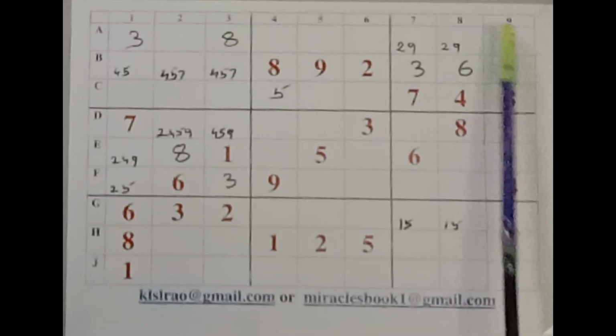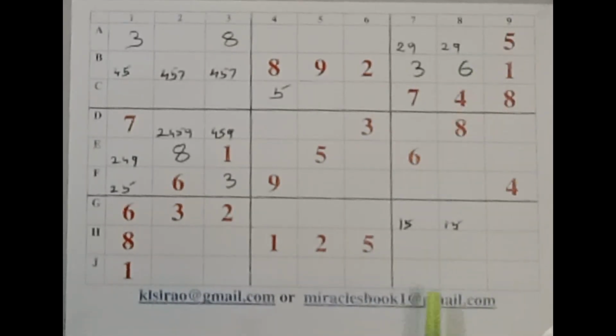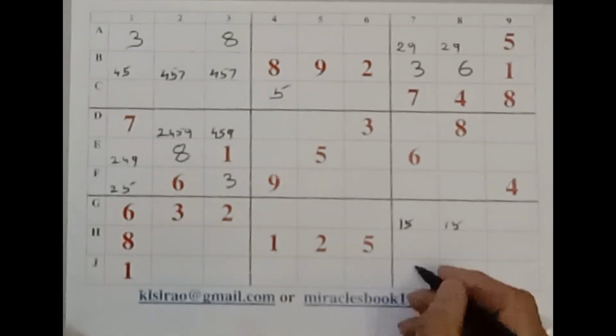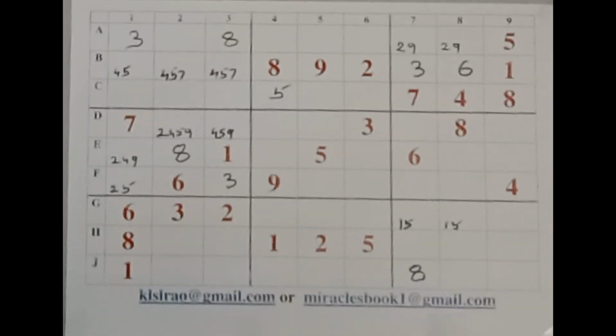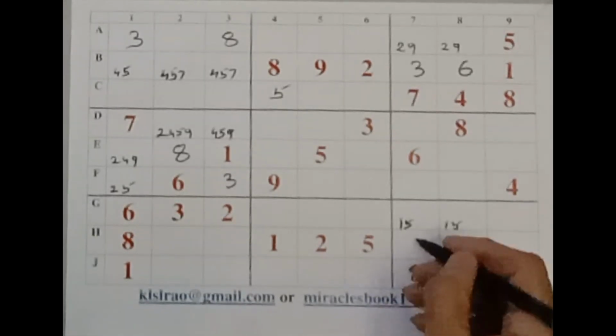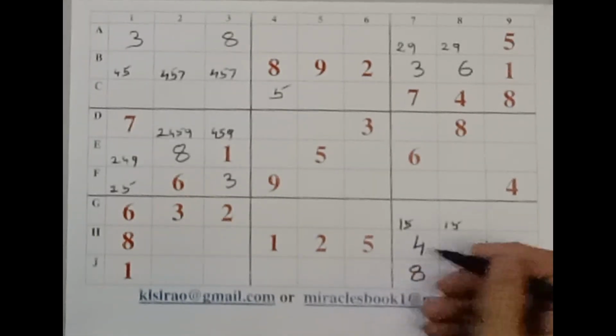Look up. That 8 there and this 8 here and this 8 here will release number 8 here. This is the place for 8. I'm sure you are enjoying. Okay, now next look at that 4 and that 4. And in this box, this is the place for number 4. Okay. Number 4 here.